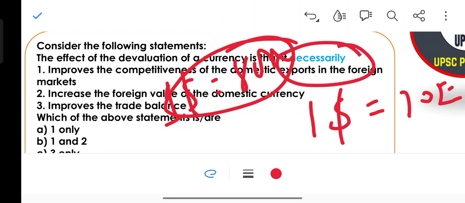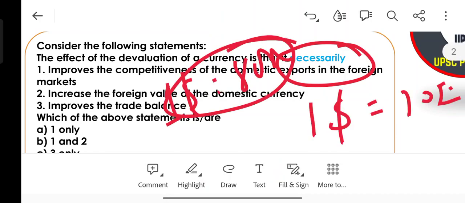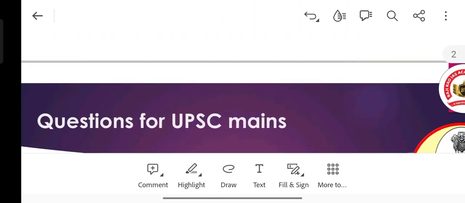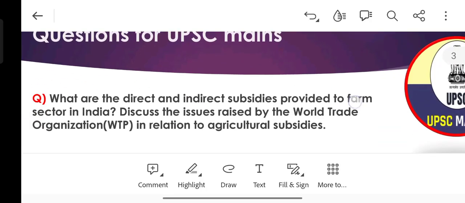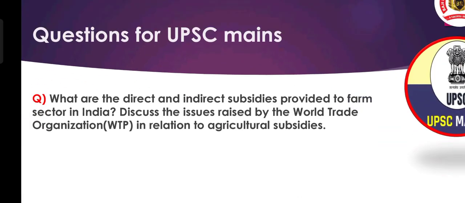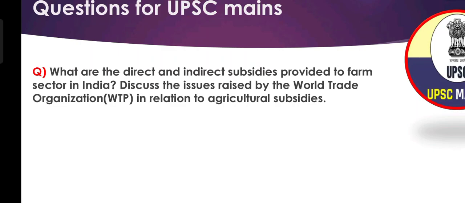So we will discuss the answer at the end of the session, but now we are going to continue with our articles discussion. But before that you also have to attempt the UPSC mains question, and this question basically belongs to 2023 UPSC GS paper 3, and this is a good question.